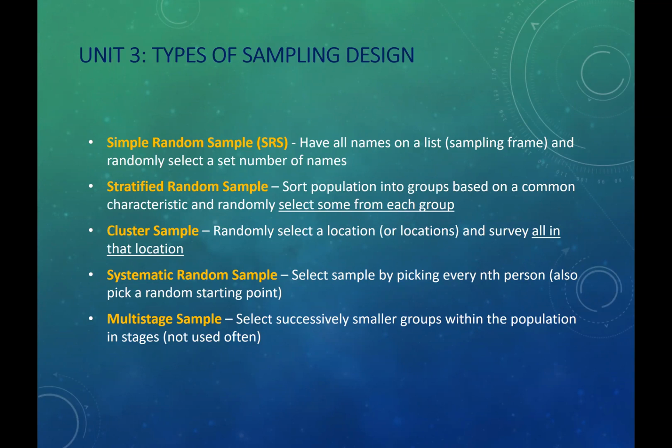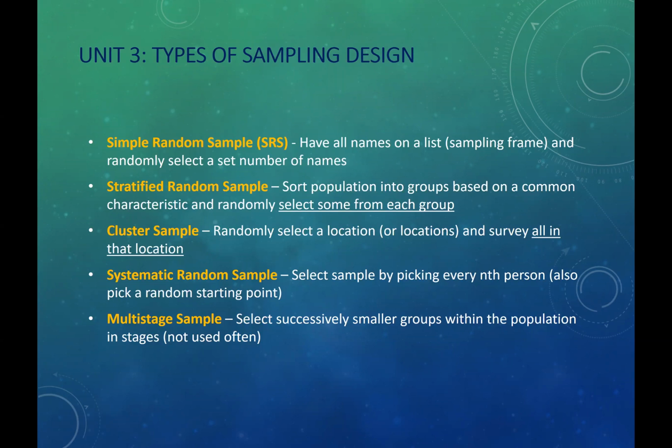There are 3 types of sampling design. Now, we're in Unit 3. These are the types of sampling design, which we have 5 of, not 3. The first is a simple random sample. This is commonly abbreviated SRS, which is a little confusing because 3 of the 5 have the same initials. But anytime you see SRS, that is referring to a simple random sample rather than stratified or systematic.